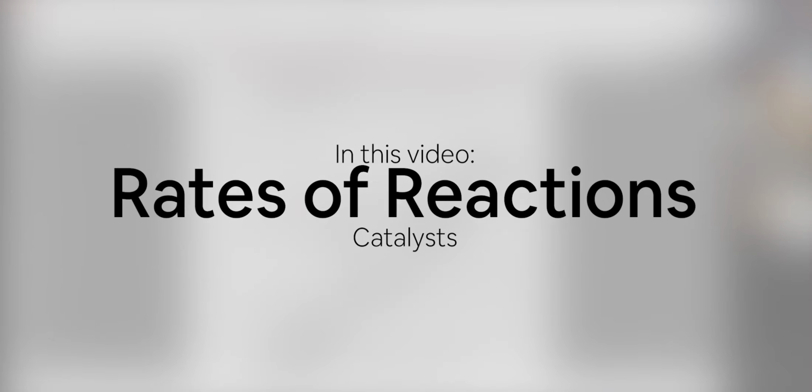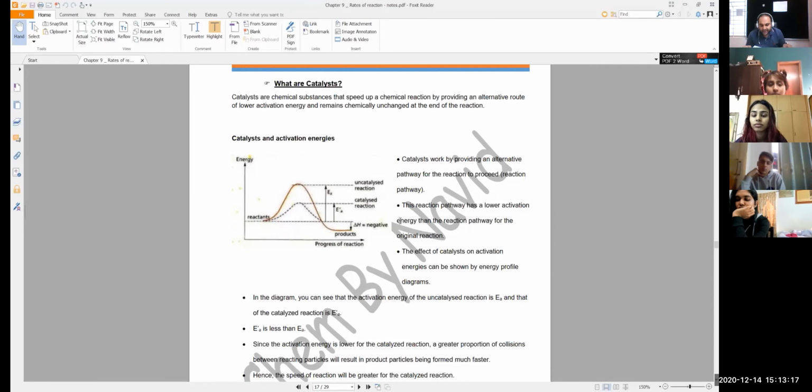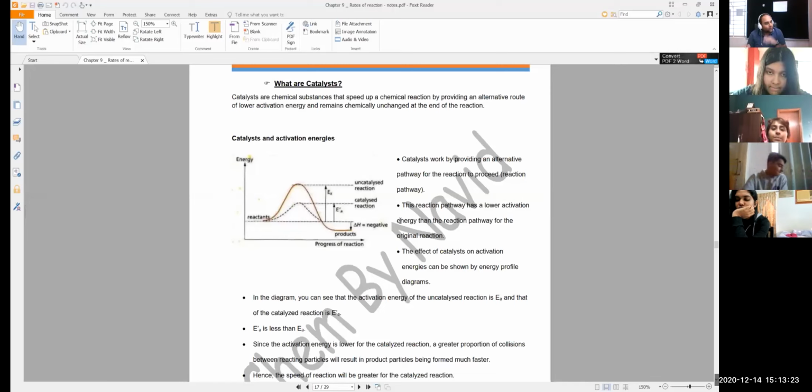So what are catalysts? Catalysts are chemical substances which speed up a chemical reaction by providing an alternate route of lower activation energy, right? Yes, sir. So how does it do so?